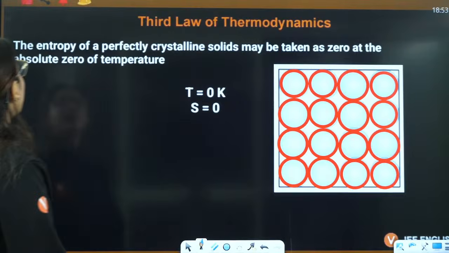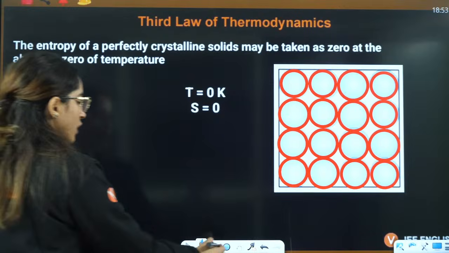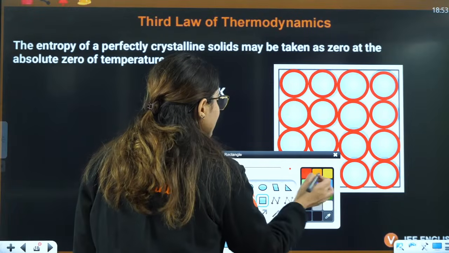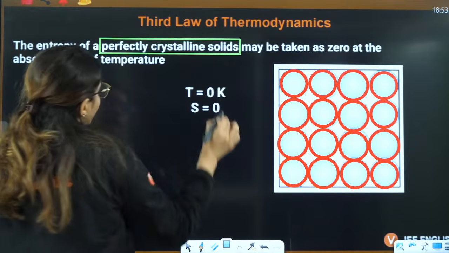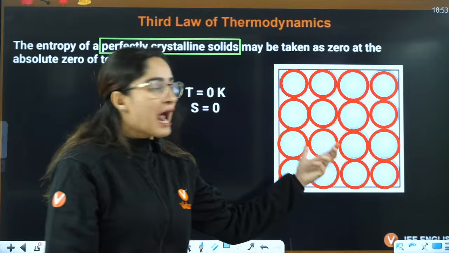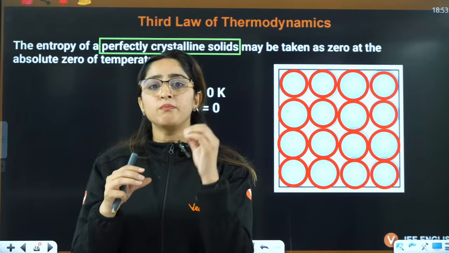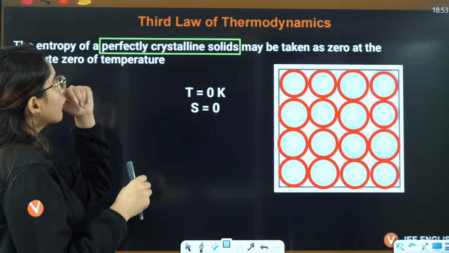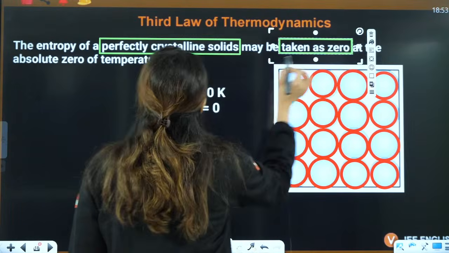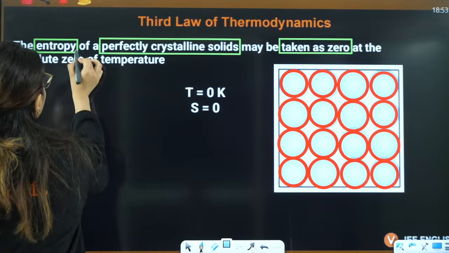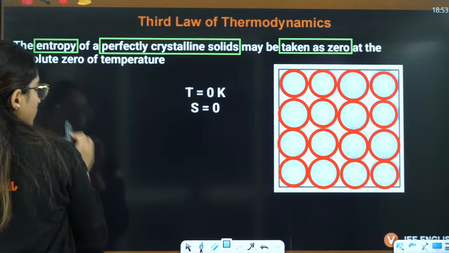Okay, so yes. Now, the entropy of a perfectly crystalline solid may be taken as 0. It's quite tough to make perfectly crystalline solids where atoms are properly in symmetry, properly aligned. That is a perfectly crystalline solid. And the third law of thermodynamics states that we take its entropy as 0 at the absolute temperature.